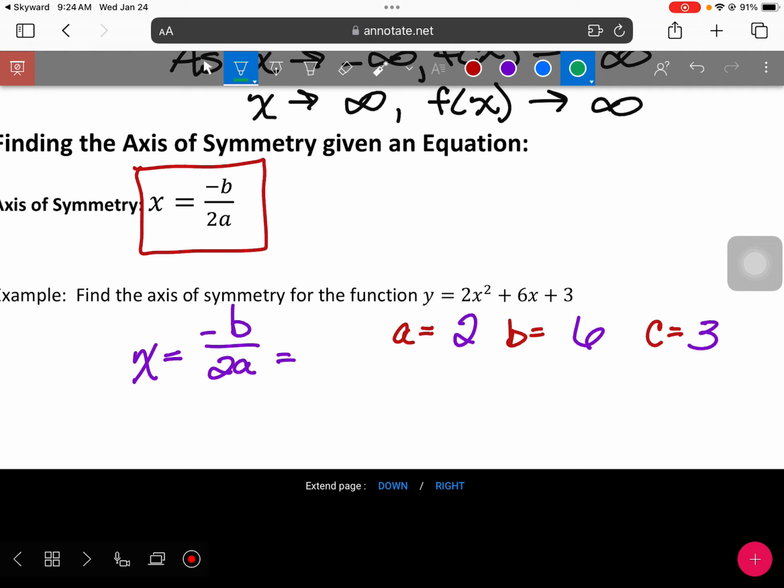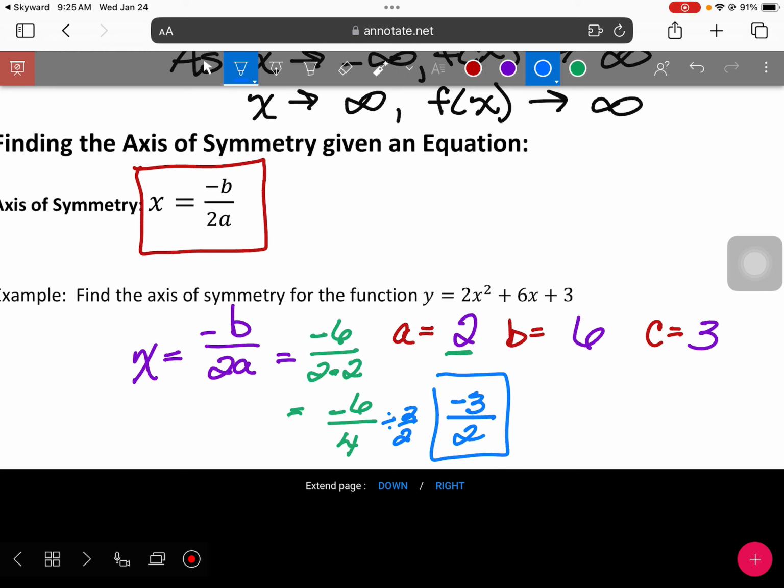If b is equal to 6, what is the opposite of b, or the opposite of 6? Negative 6, yes. Divided by 2 times my a value. Here's my a value, so that's 2 times 2. So that is negative 6 divided by 4. Can I simplify that? Yes. Divide by 2 over 2. So negative 6 divided by 2 is negative 3, and 4 divided by 2 is 2. So the answer is negative 3/2.